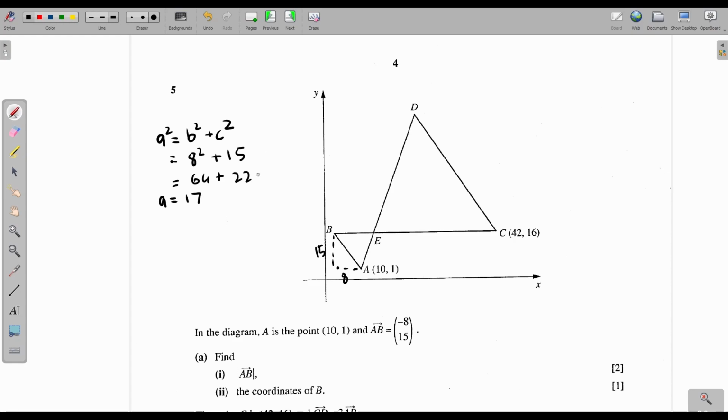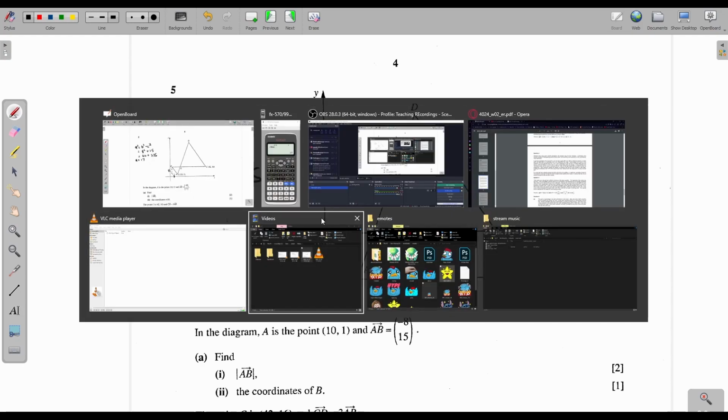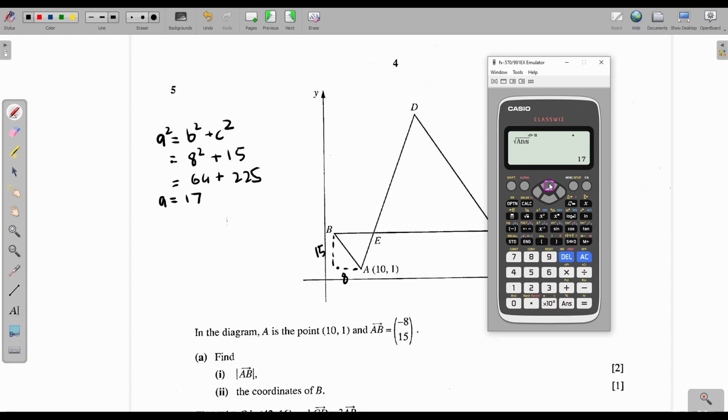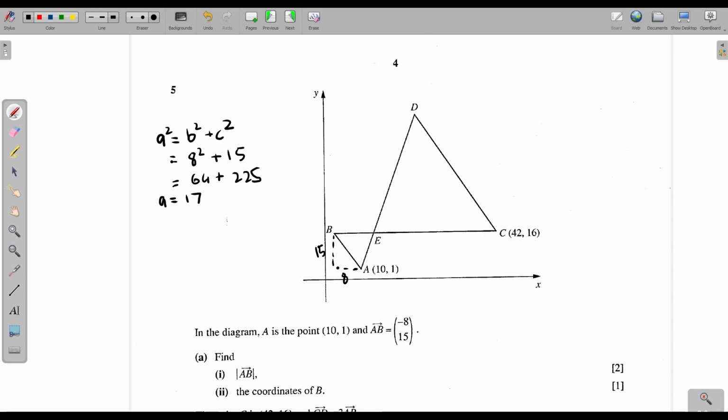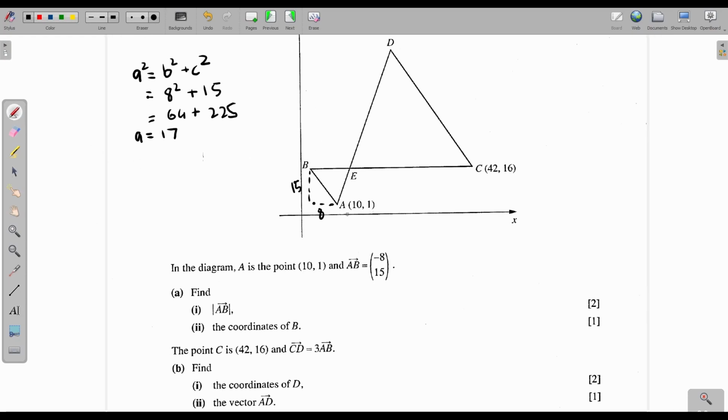I think it said 224 or 225. I'm just going to assume 225, although we can just look. It was 225. All right. So AB is 17, and that is also the distance between A and B.